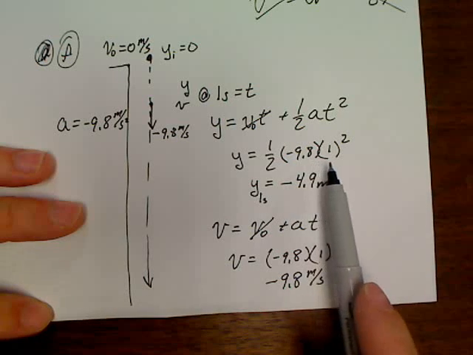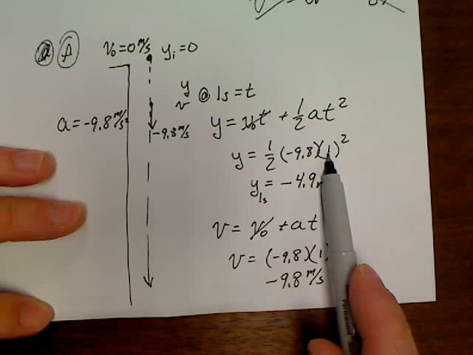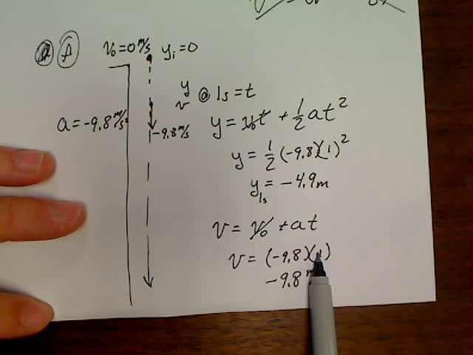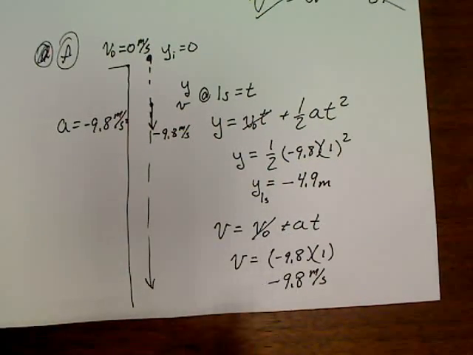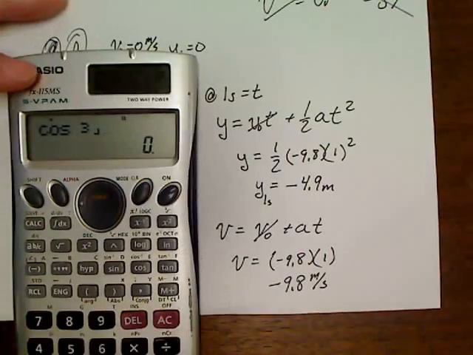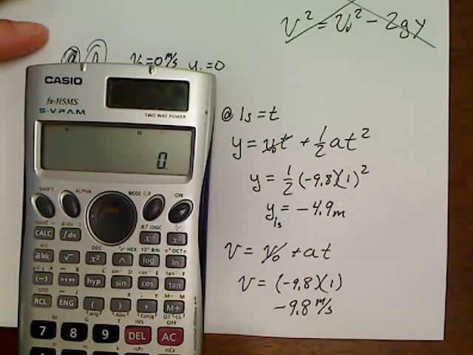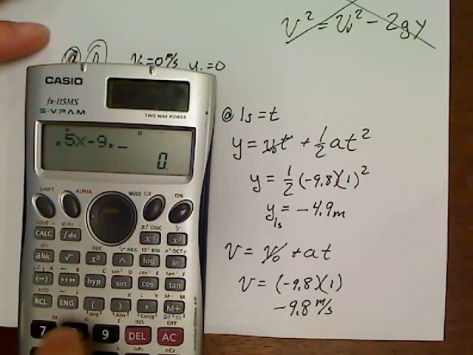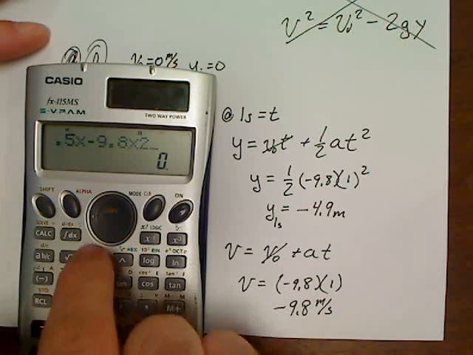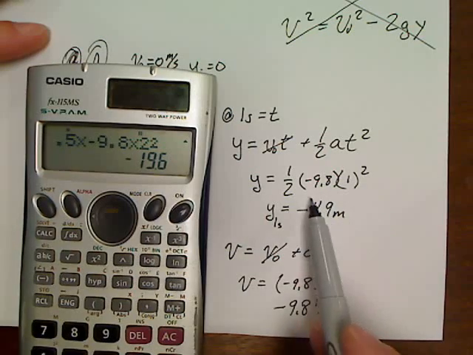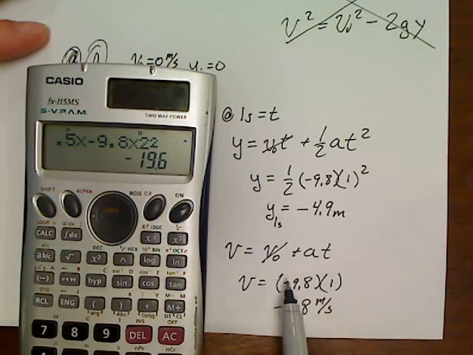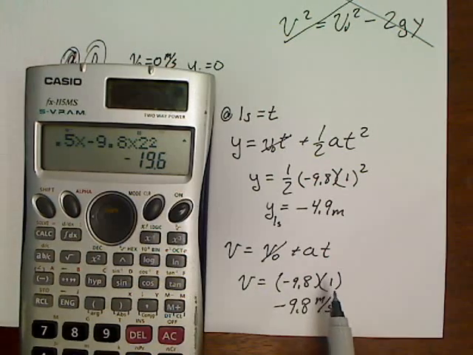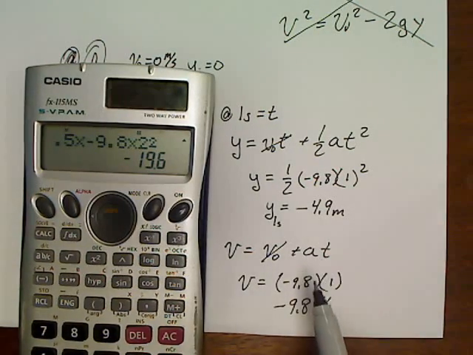All you would be doing is changing the 1 to a 2. That's it. Plug in a value of 2 and get your answer for each one. Let's see what those answers would be, just for curiosity in case you decide to do them. We'd have 1/2 times negative 9.8 times 2 squared, so it'd be negative 19.6 meters up here. And then down here, negative 9.8 times 2 is negative 19.6 meters per second.